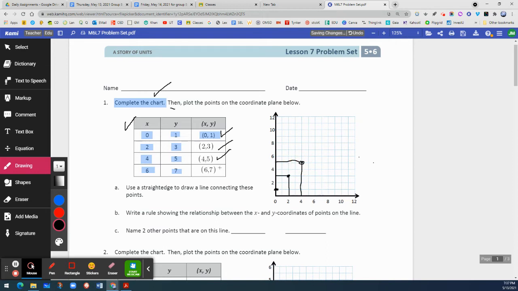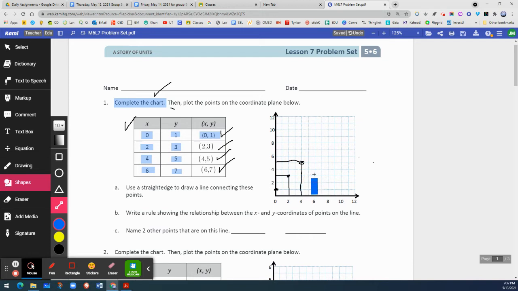Okay, so then the last one is going to be x is 6. So x is 6. Let me get a shape here. And y is 7. So I'm going to go to 6. Oh, let me undo that and make the line smaller. I think it's 2.